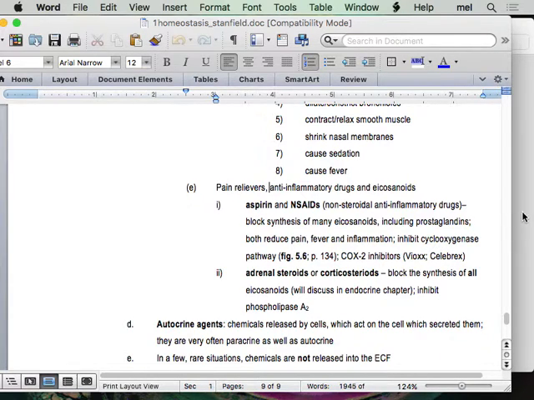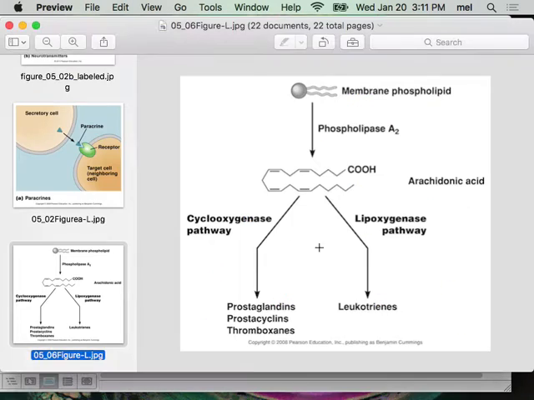What those do is block the synthesis of many of the eicosanoids, including the prostaglandins. And because they do that, they reduce pain, fever, inflammation, right? Because they block right here. They block cyclooxygenase. Okay, that makes sense? But in addition, they also, of course, inhibit clotting.